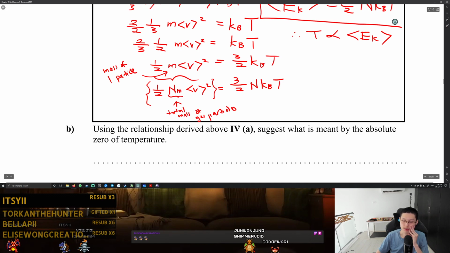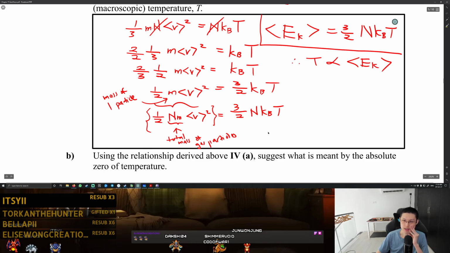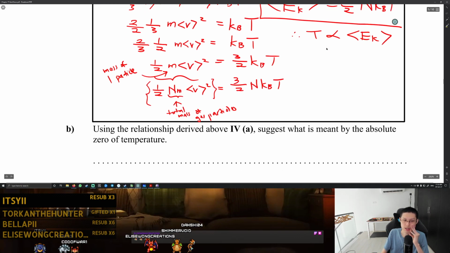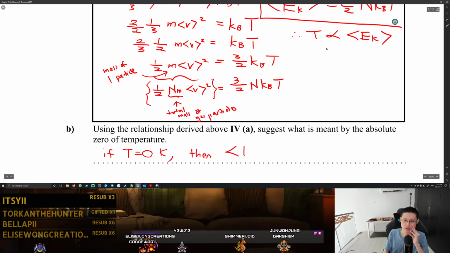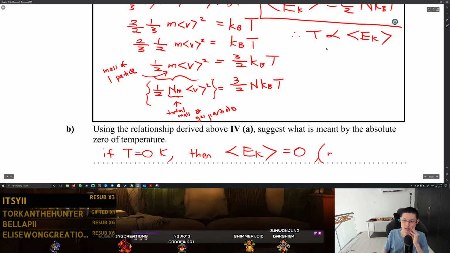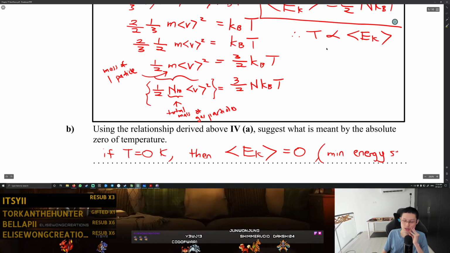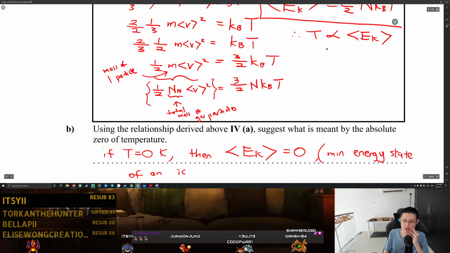Okay, so using the temperature relationship derived above, what is meant by the absolute zero of the temperature of an ideal gas? So if you have an ideal gas and it is at absolute zero, let me say that it is at 0 kelvins, what does that actually tell you? It tells you that the mean translational kinetic energy of the gas must be 0, or it is the minimum energy of the gas. So if T is 0 kelvins, then the mean translational kinetic energy is going to be 0 as well. So this is the minimum energy state of an ideal gas.